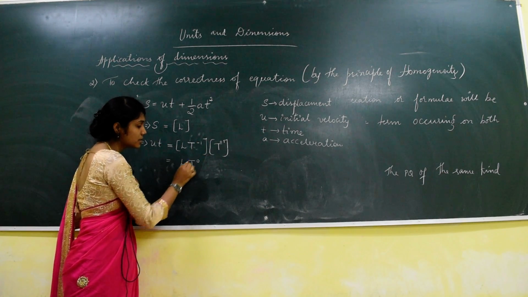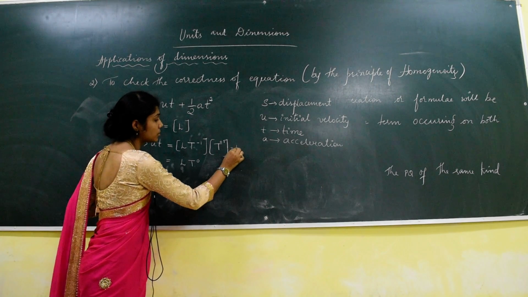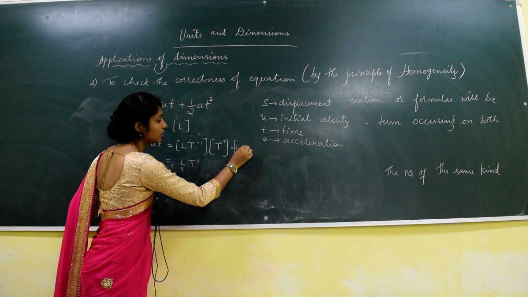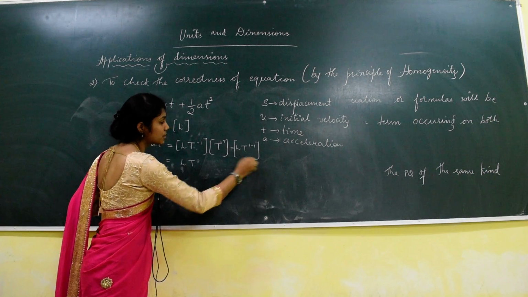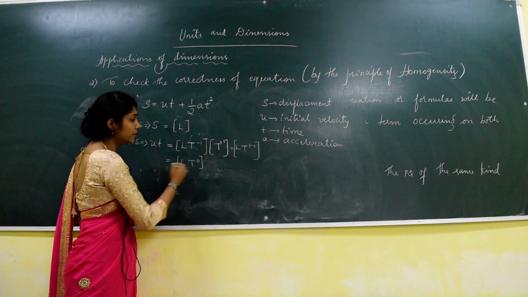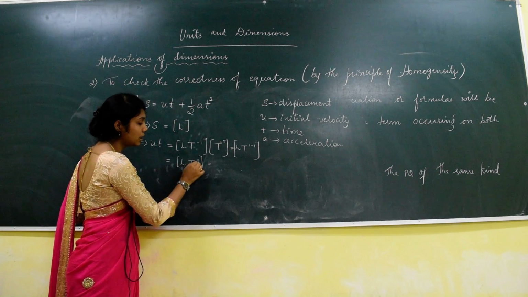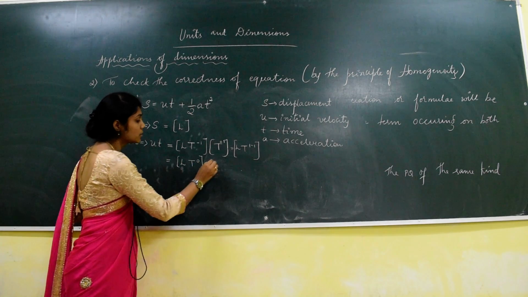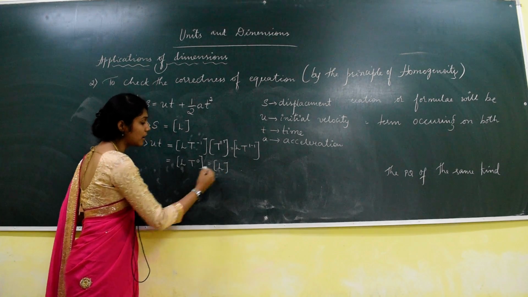So here we'll write it so that it will be easy for you to understand. Okay, 1 - 1, that is T⁰. LT⁰, anything to the power 0 is equal to 1. So therefore it is L.